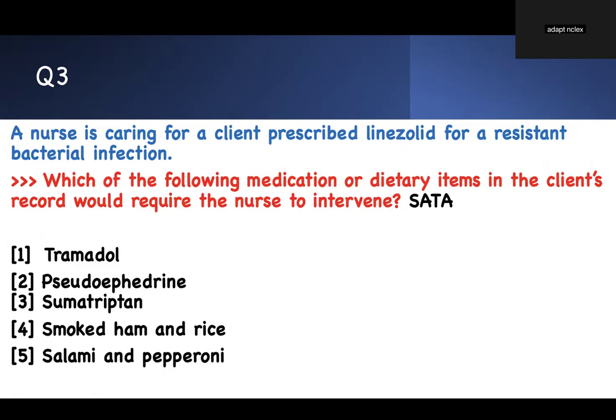I see select all that apply. I'm going to pick something. I'm confident. Then I ask, what is it? They say dietary and what? Medication. I can see dietary and medication. What is the patient on? Linezolid. I need to identify what linezolid is, and it's used for bacteria. But what is the problem? The patient is taking this antibiotic. Should they take any of this? Tramadol, pseudoephedrine, sumatriptan, smoked ham and rice, or salami and pepperoni?